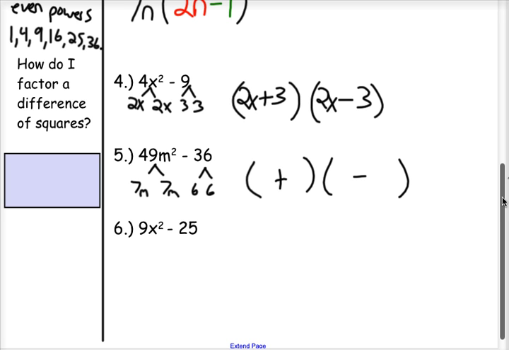So that means I really do have this difference of squares pattern. So I build my structure, that plus or minus, 7m plus 6, 7m minus 6. And then we're done.